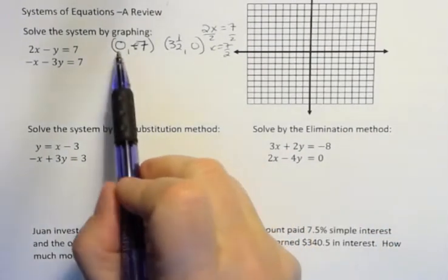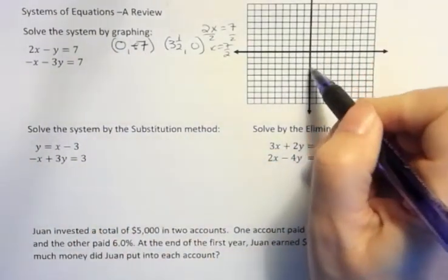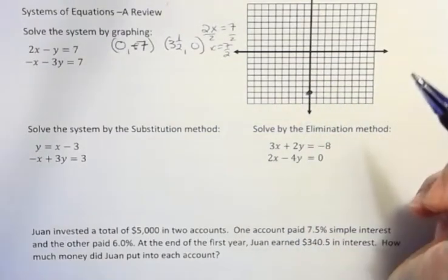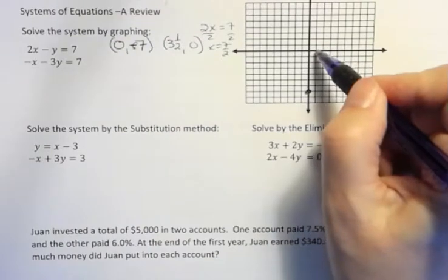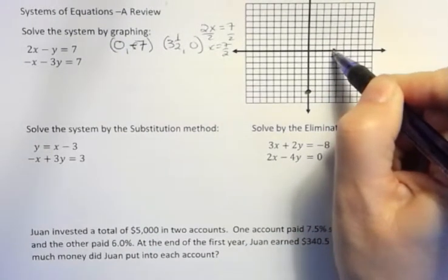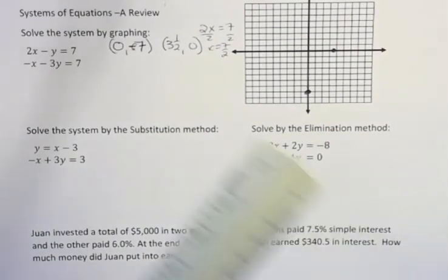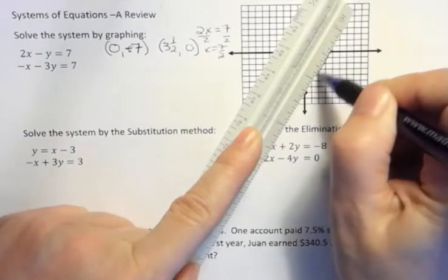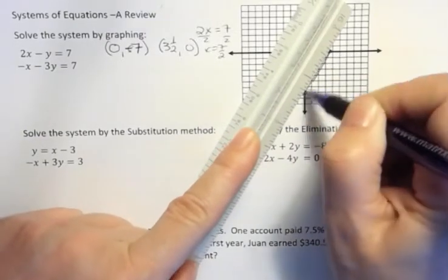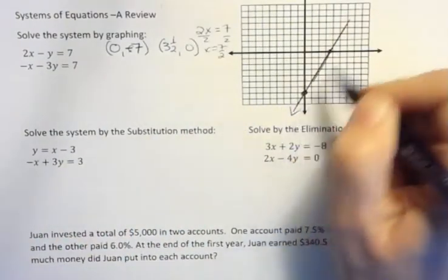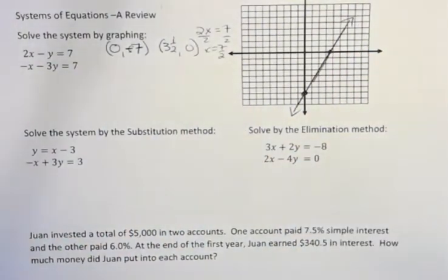So I have the point 0, negative 7. 1, 2, 3, 4, 5, 6, 7. That's my y-intercept. Then I have the point 3.5 on the x-axis. I'm going to try to be careful, because it's hard sometimes to solve by graphing. If you don't make a very accurate graph, then you can't tell what the actual solution is. But I think it'll be fine. So there's my graph for the first equation.